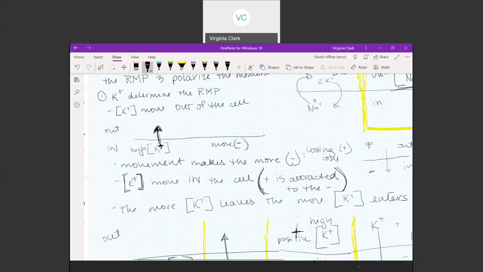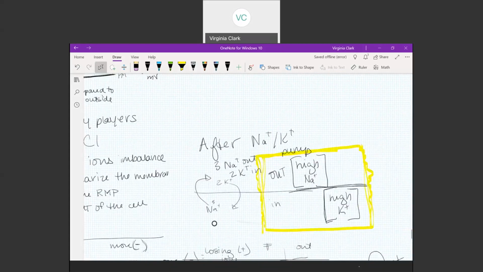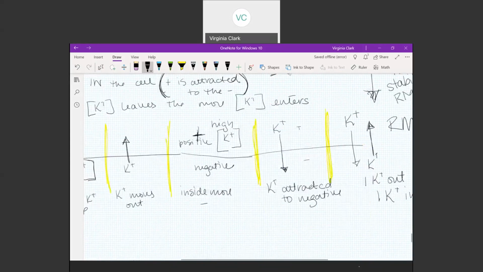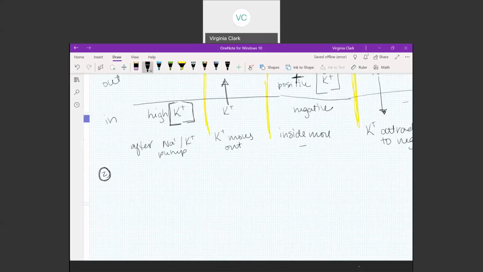With sodium, remember, after the sodium-potassium pump, we pumped 3 sodium out. So we ended up with a high concentration of sodium outside the cell. That's where we're starting. We're going to have a high concentration of sodium outside the cell, so sodium will also contribute to the resting membrane potential.